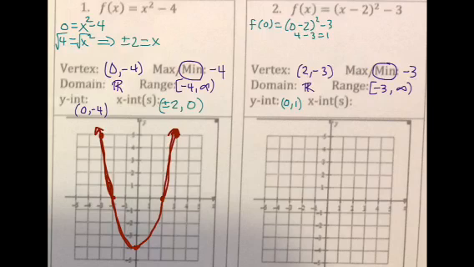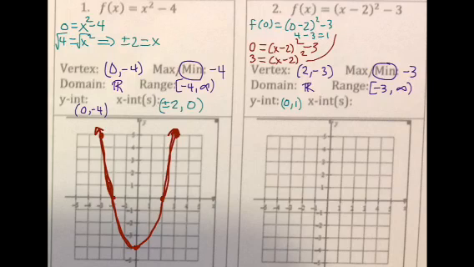For the x-intercept, we make f of x, the y, equal 0. So this would be 0 equals x minus 2 squared minus 3. So we add 3 to both sides. That'll give us 3 equals the quantity x minus 2 squared. Okay, I'm going to take the square root of both sides.